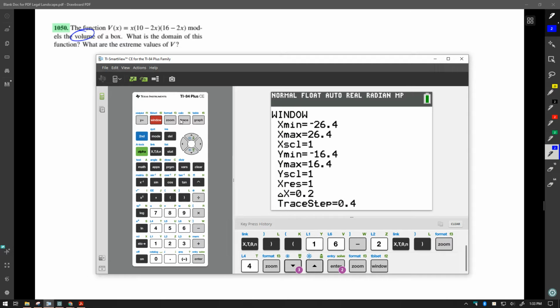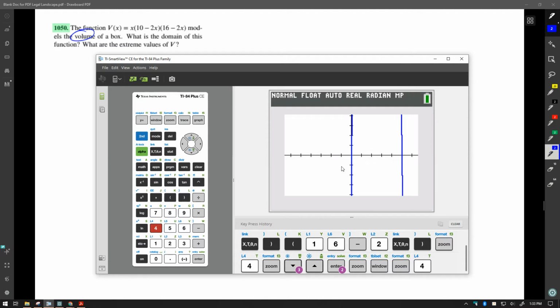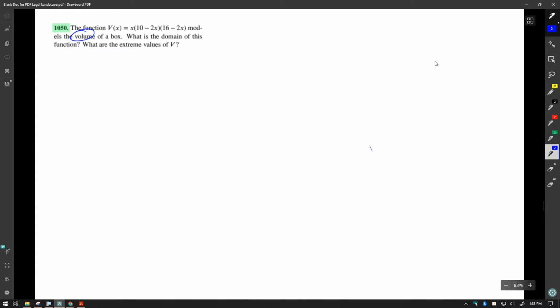Let's go zoom in decimal, and the domain of this function looks to be everywhere from 0 to 1, 2, 3, 4 to 5, 0 to 5. So the domain, let's get that in here, is 0 to 5. And whether you gave that as an open or closed interval, I think we're going to be all right. Next, what are the extreme values of v?